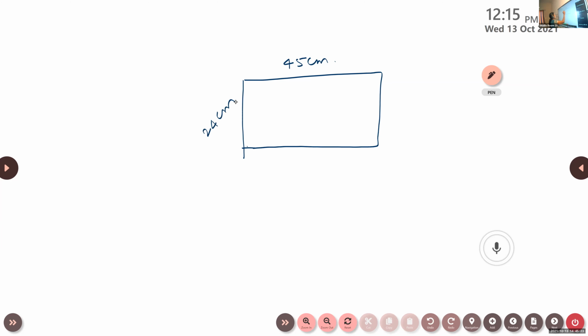Now what is given? From each corner, she removes some square pieces. So we can take x be the length of the square pieces to be removed. Okay, she removes x. Now based on this, what is given? If x is the side of the square cut off from each corner of the sheet, what is the length of the box? What is the length of the box, children? 45 minus 2x. So the length is 45 minus 2x. What is the breadth? This 24 minus 2x, isn't it?